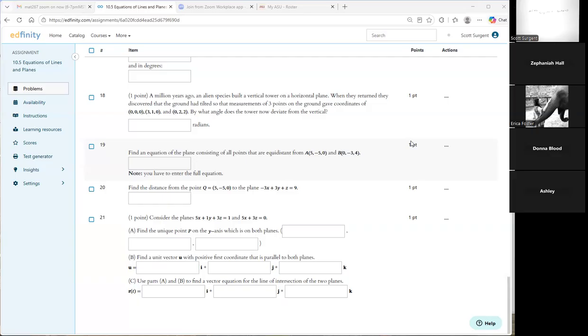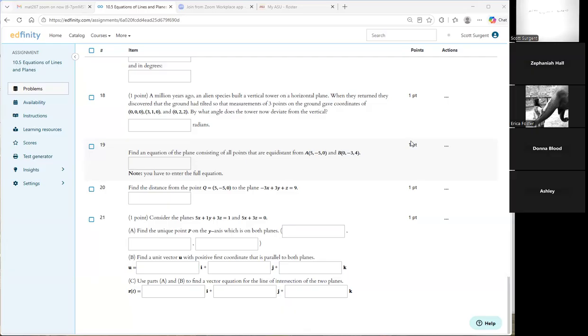So if z is 1, then you would plug 1 into the second equation, right? Now we want to find a unit vector with positive first coordinate that is parallel to both planes. All right. Okay, this is exactly where the cross product becomes handy.